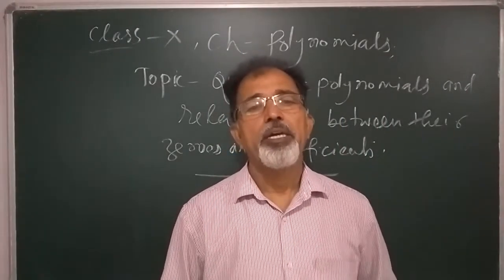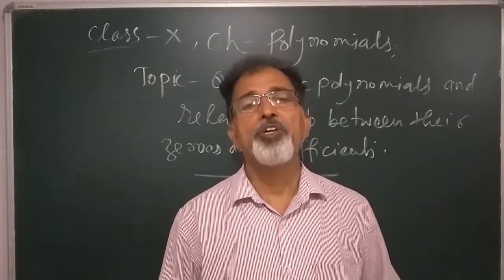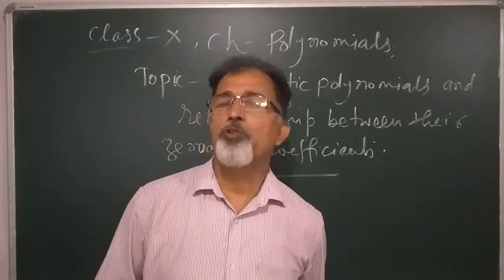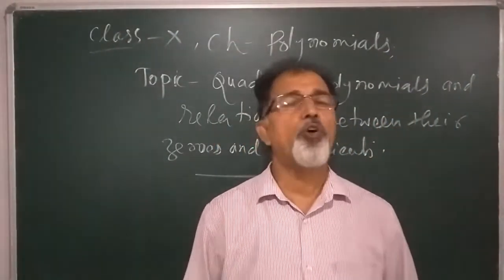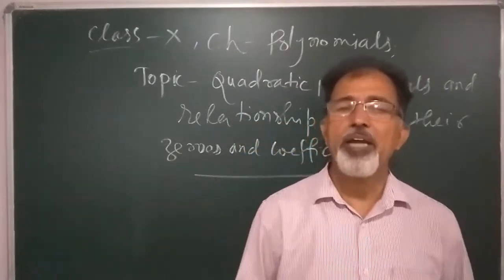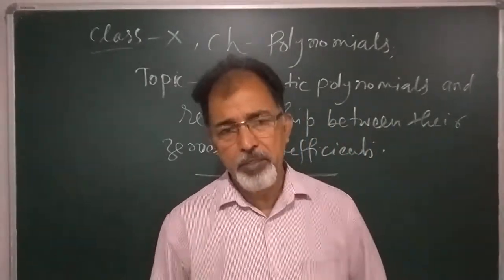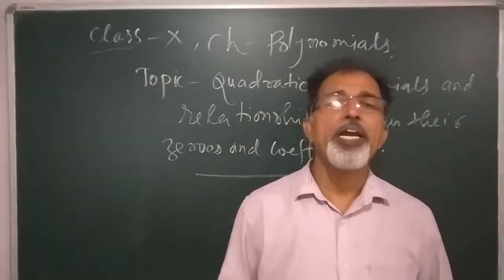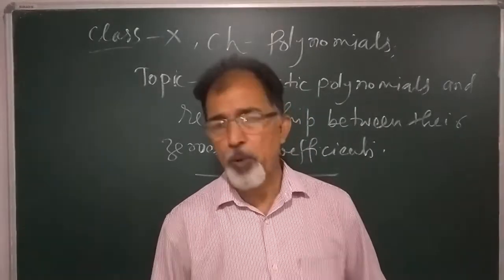Linear polynomial. A polynomial whose degree is 1 is known as a linear polynomial. The general form of a linear polynomial is ax plus b, where a and b are real numbers and a is not equal to 0. The degree of a linear polynomial is 1, and therefore the number of zeros of this polynomial will be 1. Let p of x equal ax plus b and k be the zero of the polynomial.